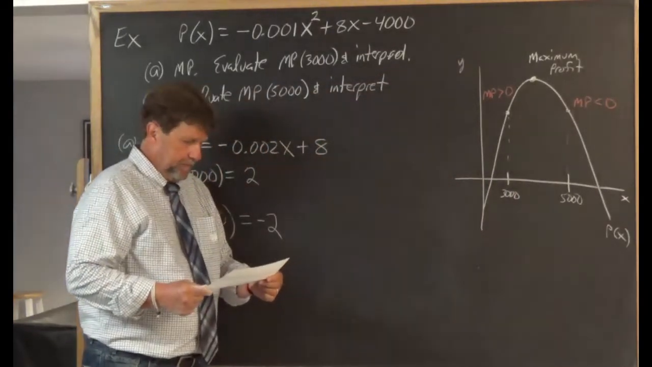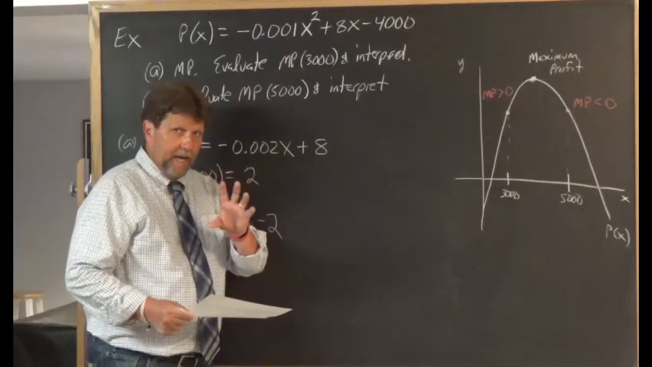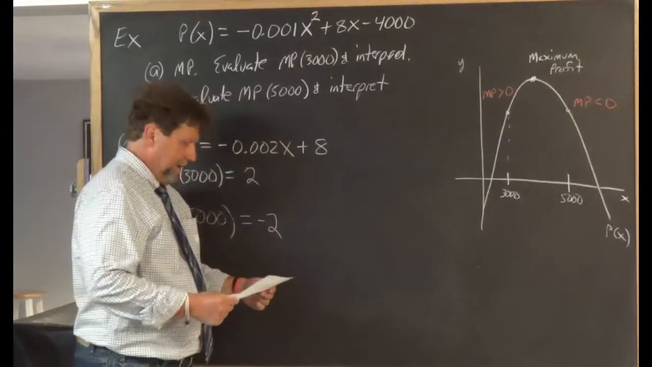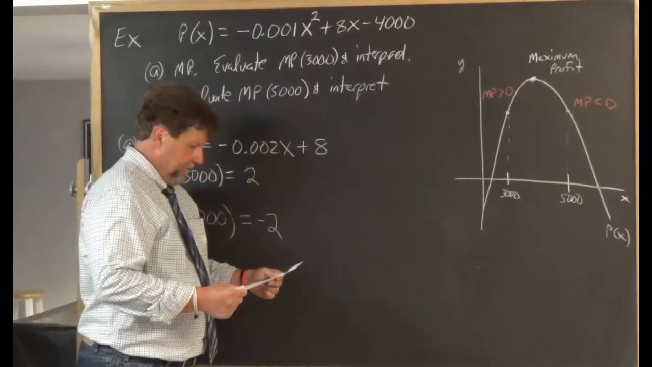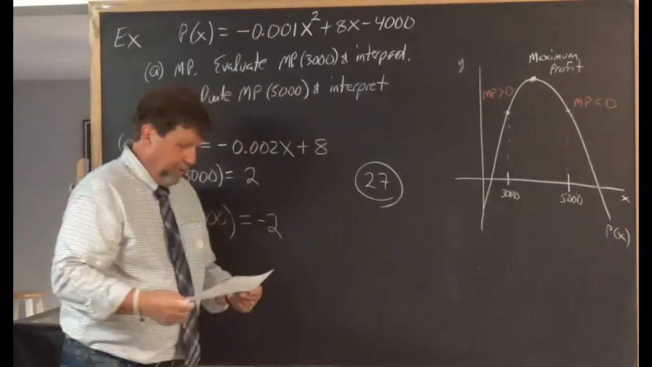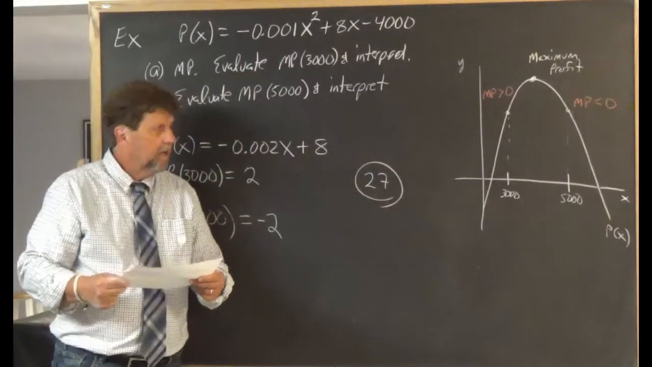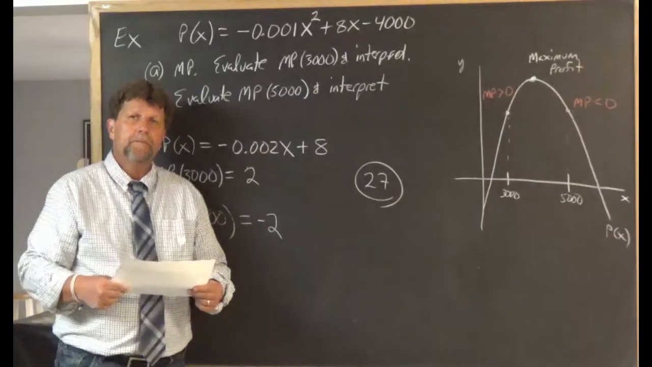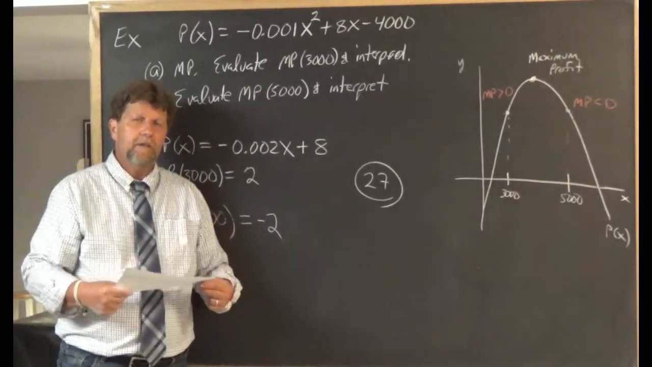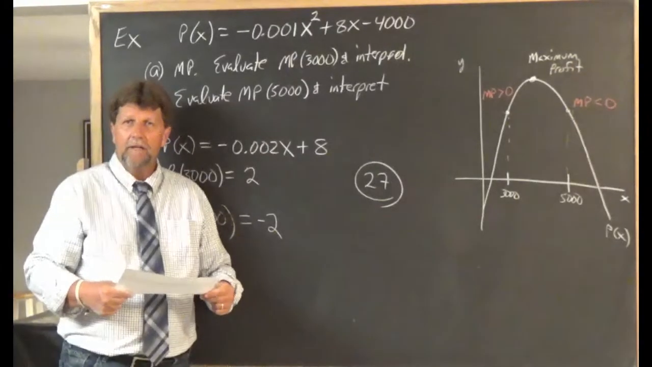So, to make sure you have marginal profit and how to interpret it dialed in, in section 3.5, I'd like you now to try number 27. Pause the video, do number 27. When you're done, restart the video, and we'll see if you have it correct.